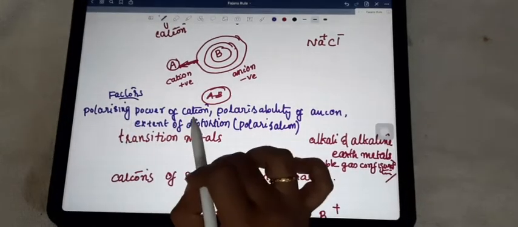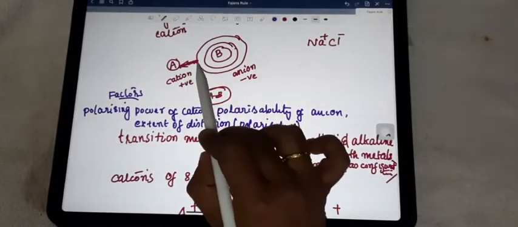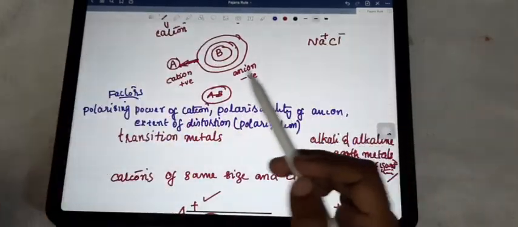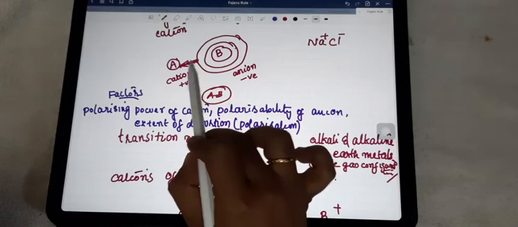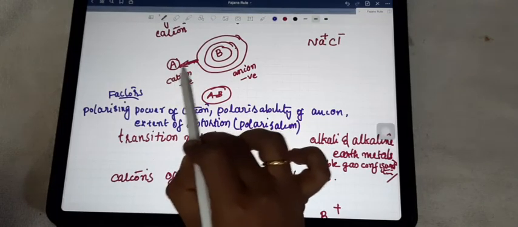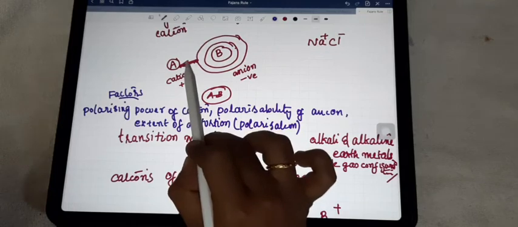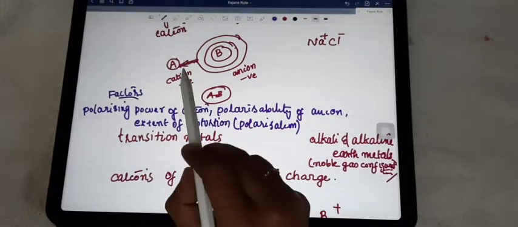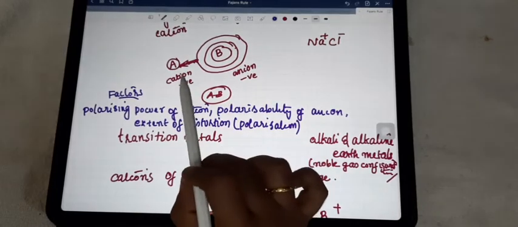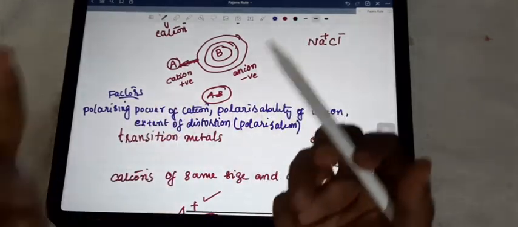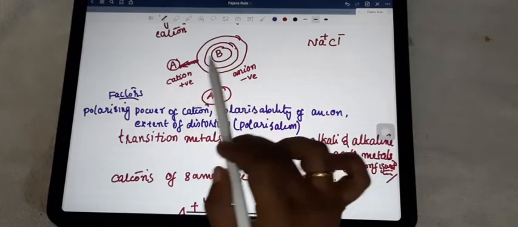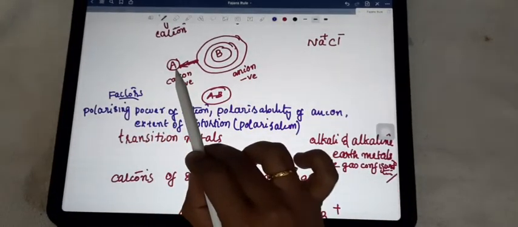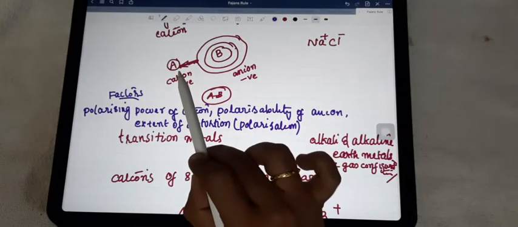So what is the polarizing power of the cation? In the first and second cases, I explained that the cation pulls the electronic charge from the anion towards itself and develops the covalent bond between them, or the electronic charge density increases between these two. So what is the role here? The cation develops polarizing power towards this anion. So the cation's role is the polarizing power of the cation.